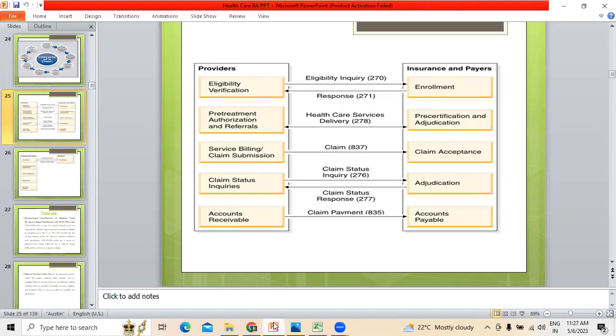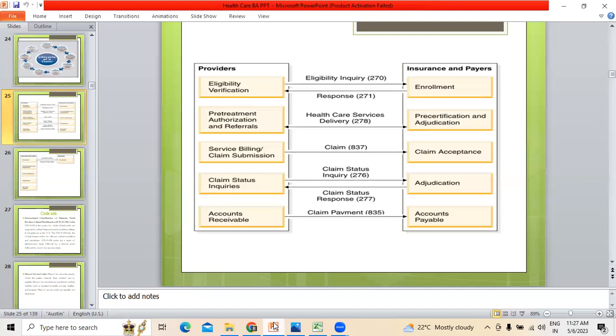First is about the provider, because we want to know about eligibility verification. For eligibility inquiry, the code number we use is called 270. Against the inquiry, the response we get is called 271. Second is pre-treatment, authorizations and referral. For pre-certification and adjudication, the code number we will be using is called 278.